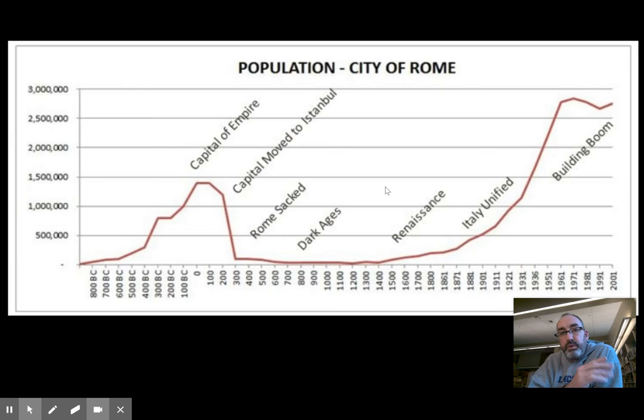But then the population of Rome dropped. And then Rome was sacked by some barbarians. The Goths came down and robbed Rome, took a lot of things from the Romans. Then we have the Dark Ages. Very few people lived there.